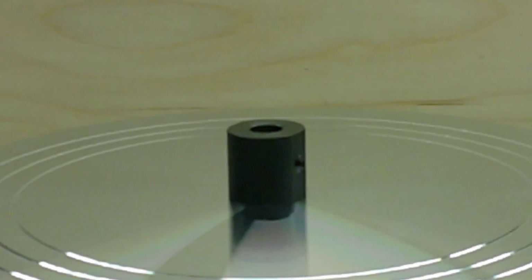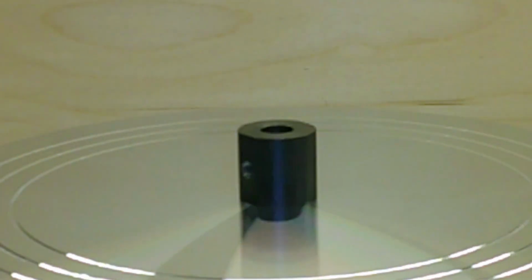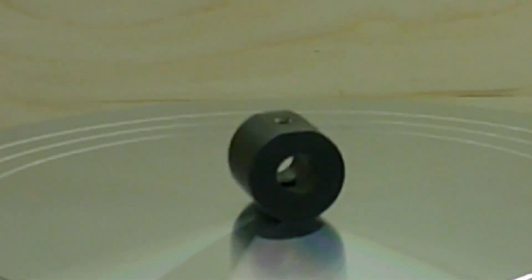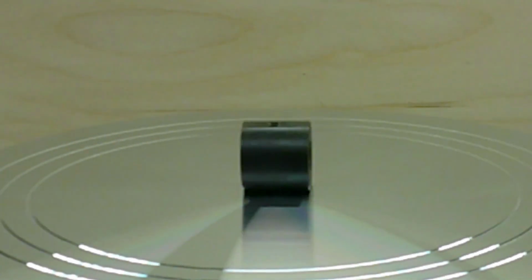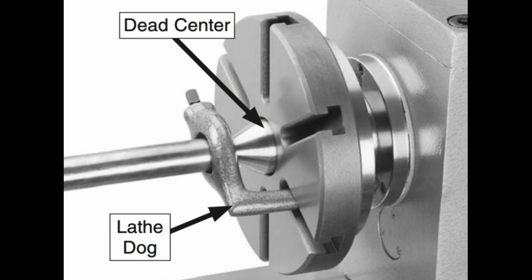Today's video is on how to make a simple lathe dog. I need to make a quick and simple lathe dog to make a lathe tailstock alignment test standard. The lathe dog is a mechanical device typically made of cast iron, steel, or aluminum that transmits rotary motion from a faceplate to a workpiece mounted between centers in a lathe.